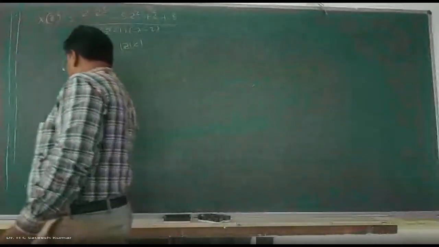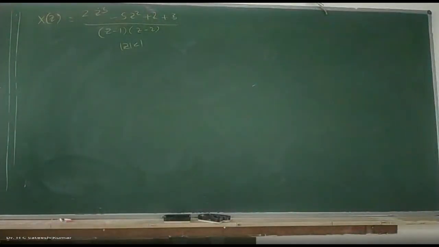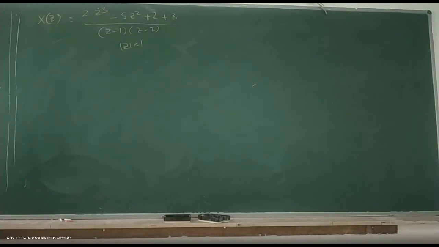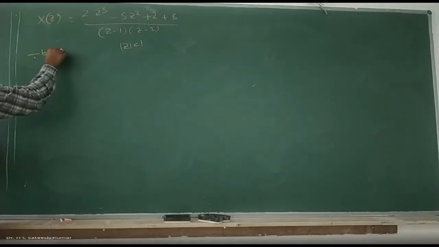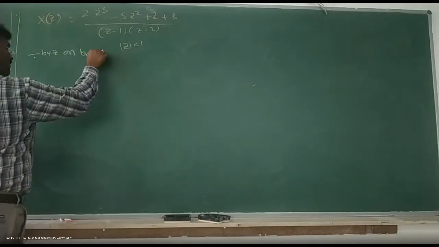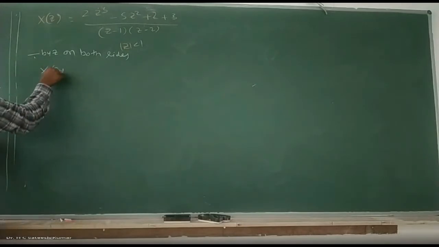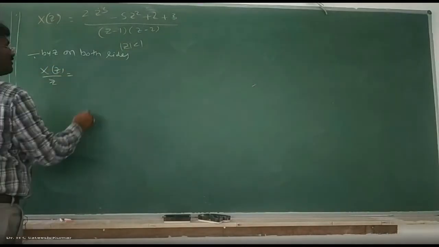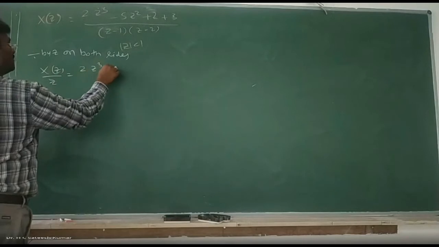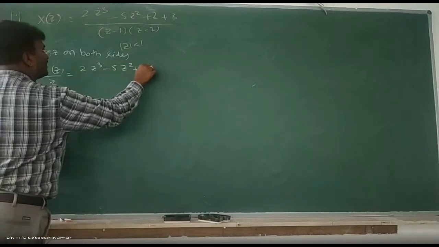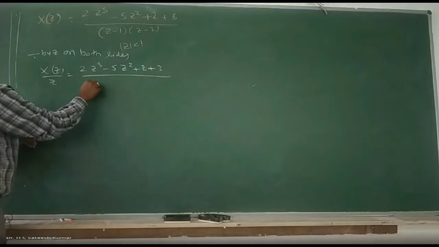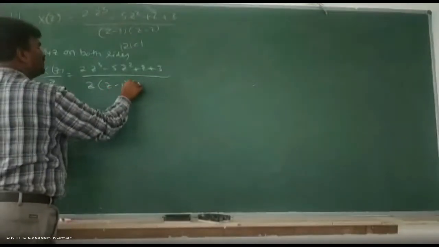Observe here. First of all, you'll have to go for partial fraction. First of all, we'll have to go for partial fraction of x of z by z, so divide by z on both sides. Therefore, what will you get? X of z by z is equal to 2z cube minus 5z square plus z plus 3 divided by z into z minus 1 into z minus 2.